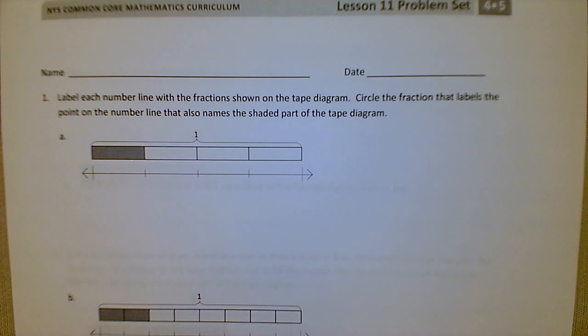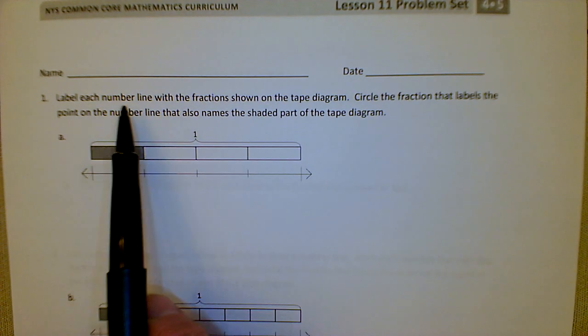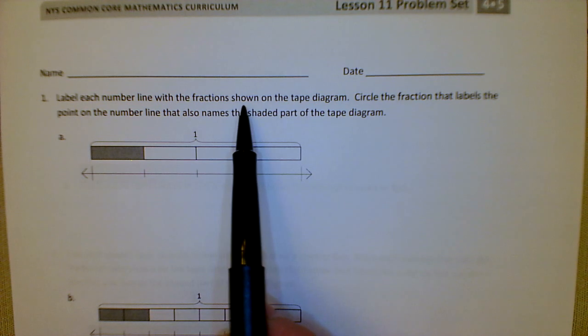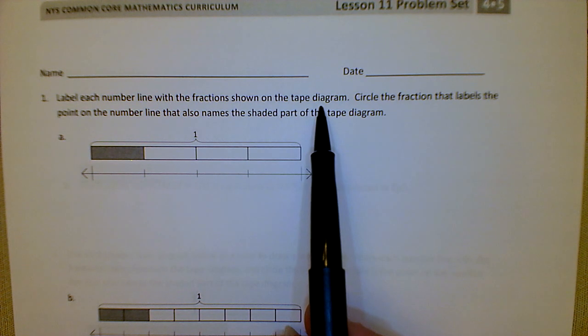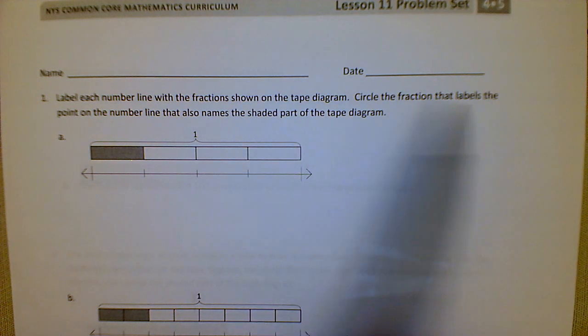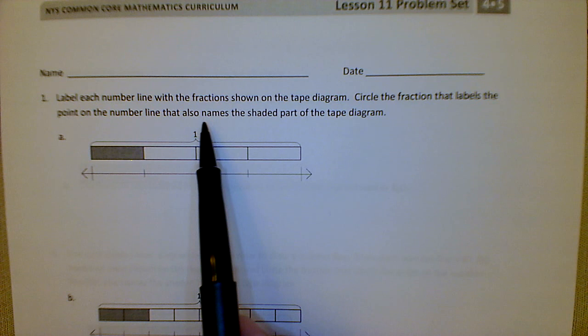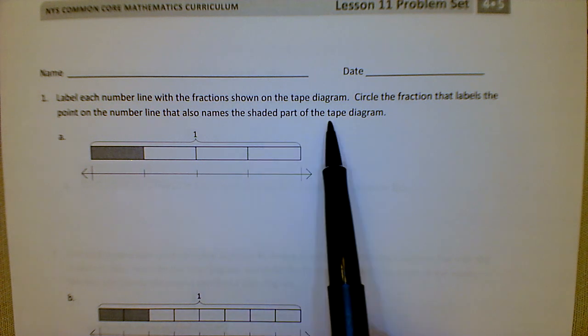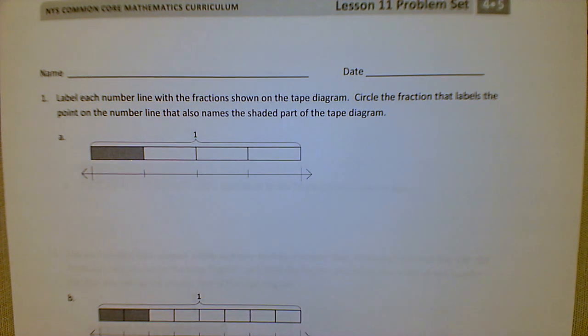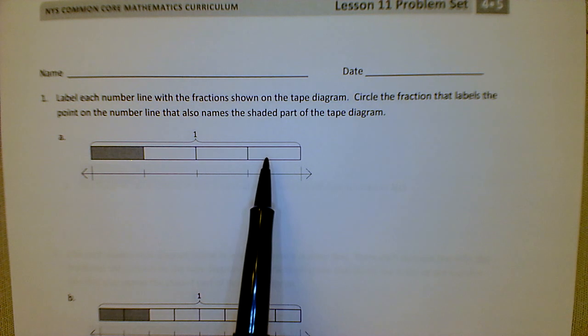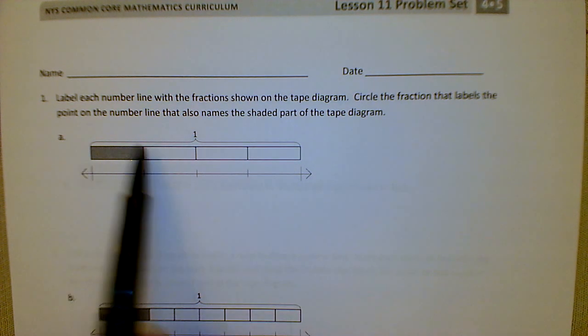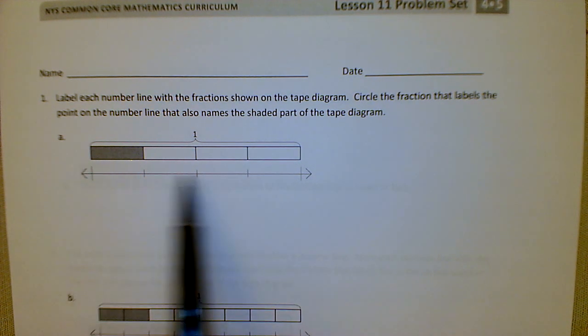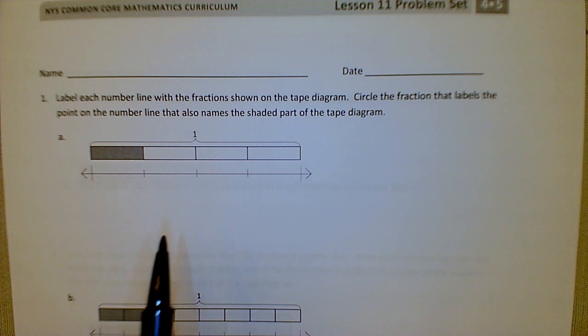Alright, so this first problem, let's take a look and see. I'm just going to slide it up so we have a little bit more room. It says label each number line with the fractions shown on the tape diagram. Circle the fraction that labels the point on the number line that also names the shaded part of the tape diagram. Okay, so the first thing I have to do is take a look at my tape diagram and figure out what fraction is being represented here. What are these parts all representing?